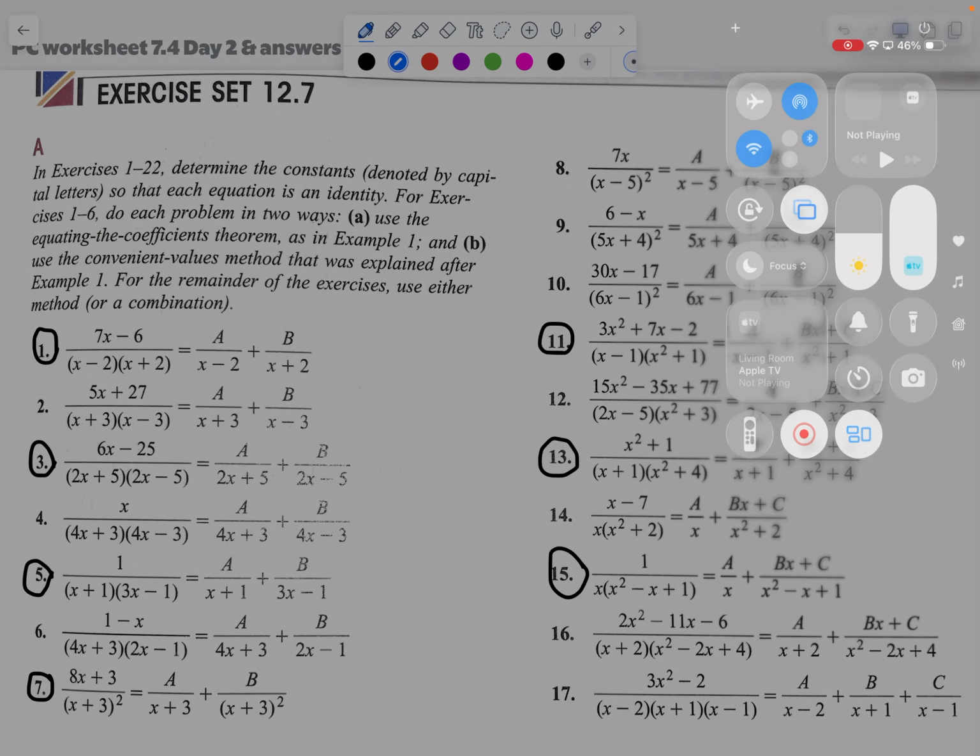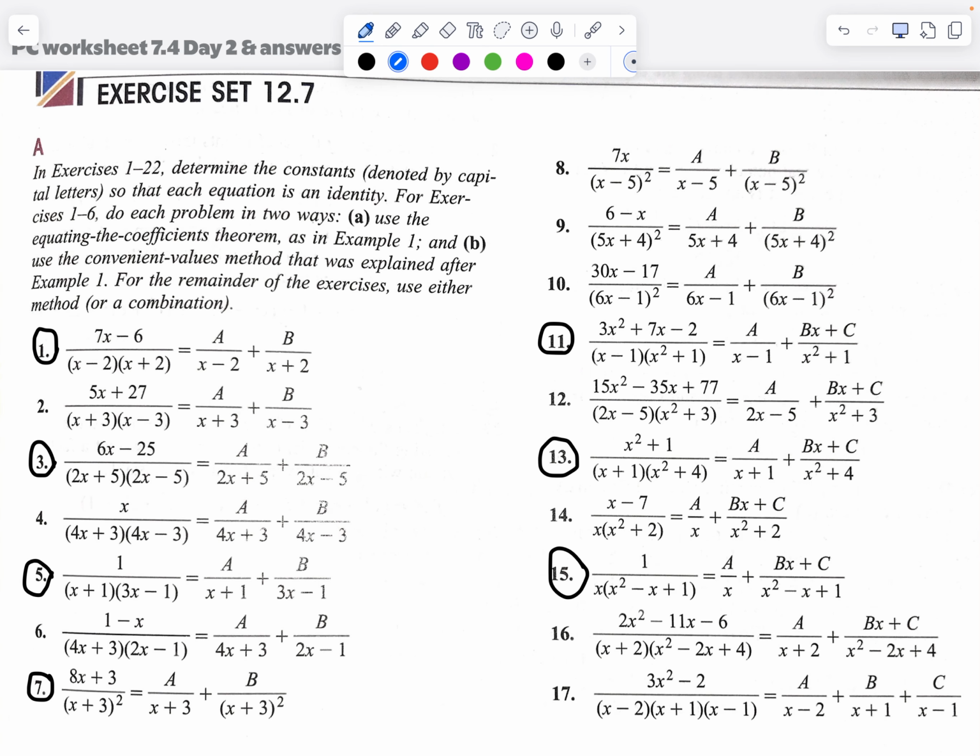Even in 15, x is linear, so A over x. And this is quadratic, it doesn't factor any further. So over it, we need that to have Bx plus C over it. And then here's an example where they have 3 linear factors, so they use A, B, and C. So this page can be something you refer to as you try to set things up.